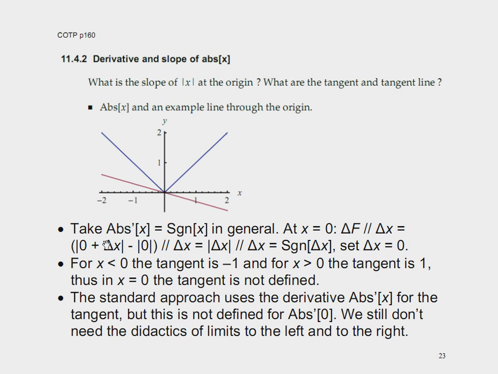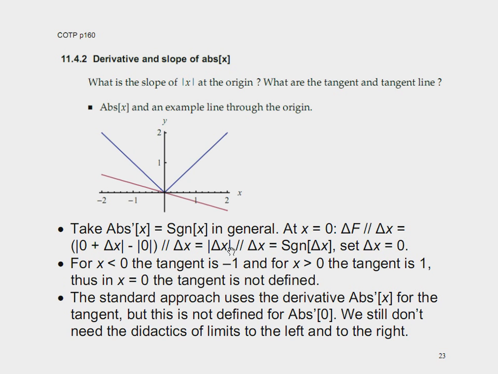However, if we use the new definition of the derivative, then we can take it as the sign of x in general. For example, at x is 0, if we write out the difference quotient with the dynamic division, and take the absolute value of x plus delta x minus the absolute value of 0, divided by delta x, then we can simplify this into the sign function in general. And once we have simplified it, then we can set the value delta x to 0 and find indeed 0.